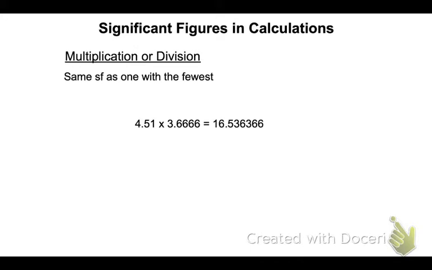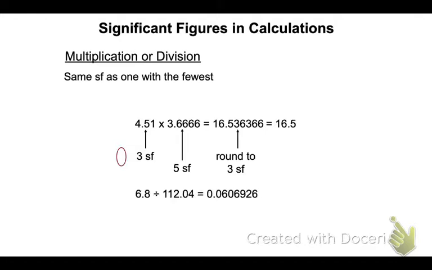The calculator will give you a number with 8 digits in this case, but you have to report 3 sig fig. So what you're going to do, you're going to report 16.5. In the next division example, you have 2 sig fig divided by 5 sig fig. Your answer should not have more than 2 sig fig. So when you're going to round, you're going to end up reporting 0.061. You're going to have to round that 0 into 1 because 6 is larger than 5.